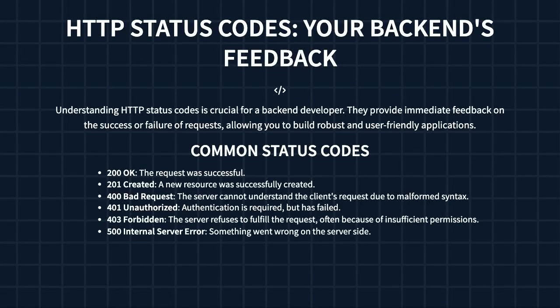Okay, let's talk about how your backend communicates with clients using HTTP status codes. These are like little messages from the server, telling you if everything went smoothly or if something needs fixing. A 200 OK means all good, the request was a success. If you get a 400 bad request, it's usually because there's something wrong with how you built your request to the backend. Other codes like 401 unauthorized and 500 internal server error point to problems that need attention, authentication failures or server errors respectively. They're really important for debugging and building reliable apps.